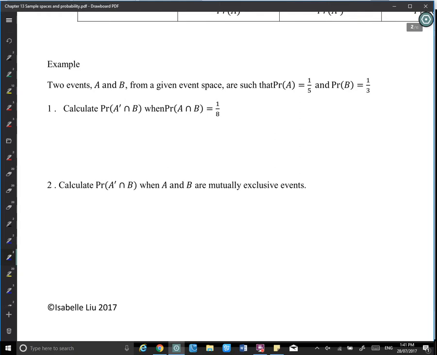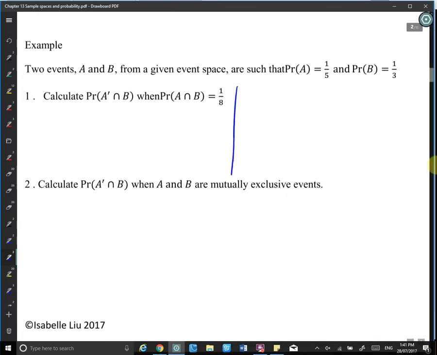Two events A and B from a given event space such that probability of A is 1/5, B is 1/3. Calculate A dash intersects B, given A intersects B is 1/8. So I need to set up the table.